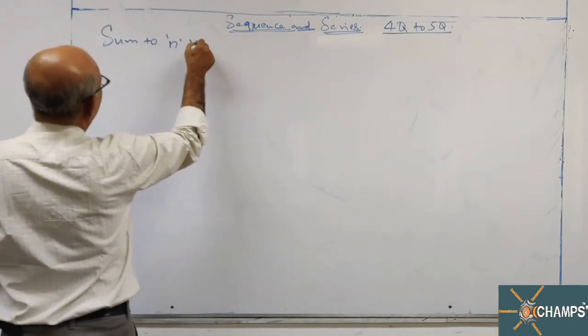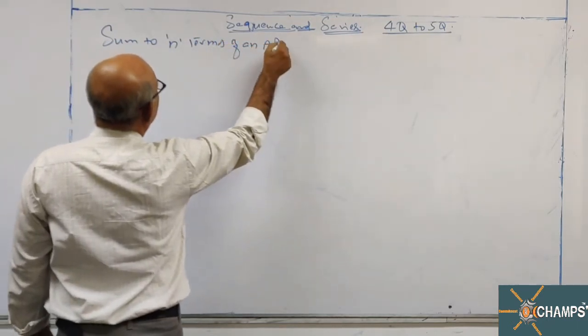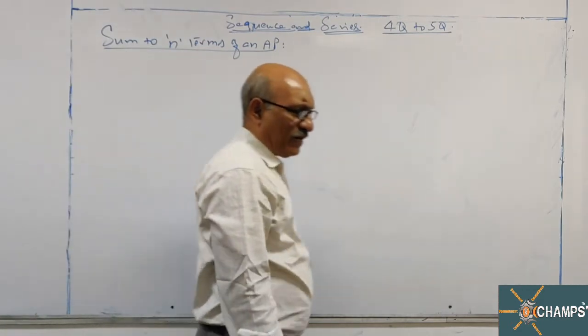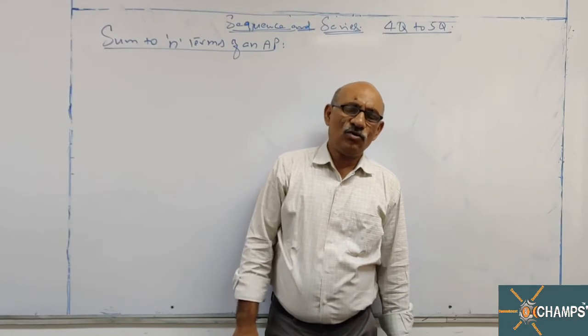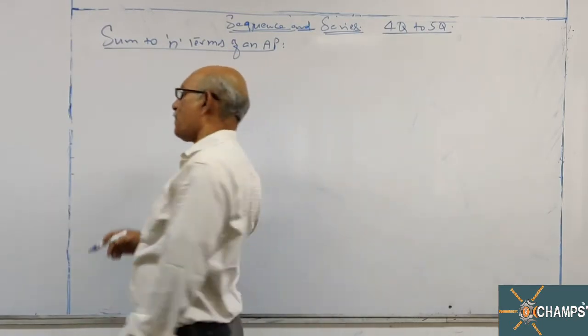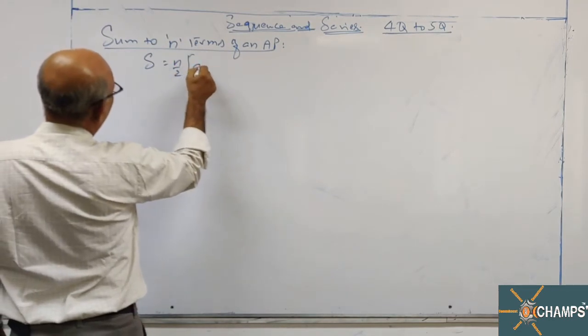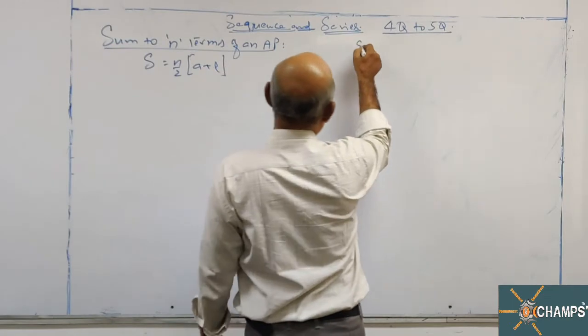Next, sum to n terms in terms of an AP. How to calculate the accumulated value? Sum means accumulated value. How to find out the sum? S is equal to n by 2 into a plus l. Let us see this.